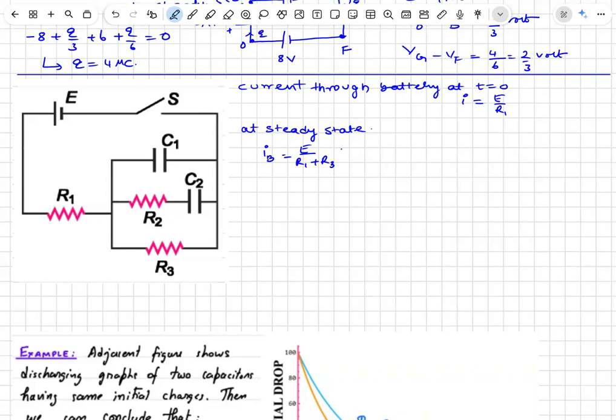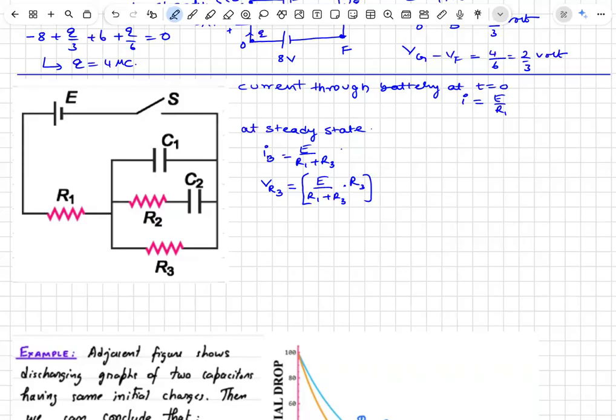What is the drop across R3? The potential drop across R3 is E by (R1 plus R3) times R3. That is the current into R3. Any doubts?